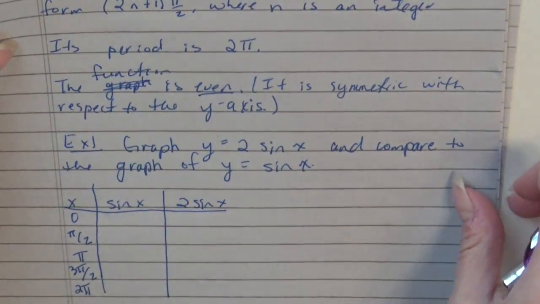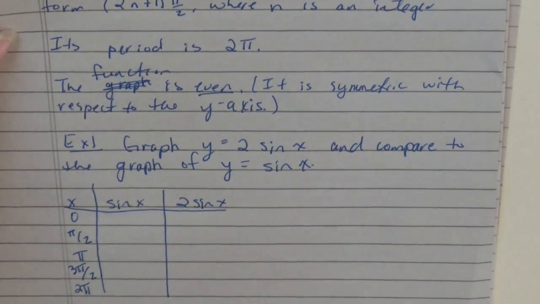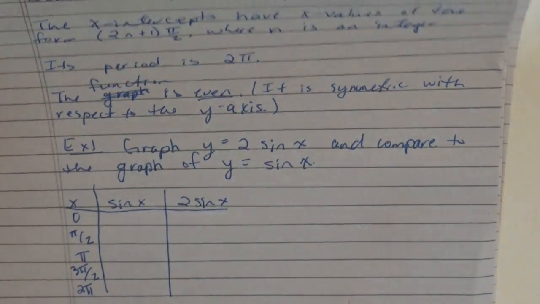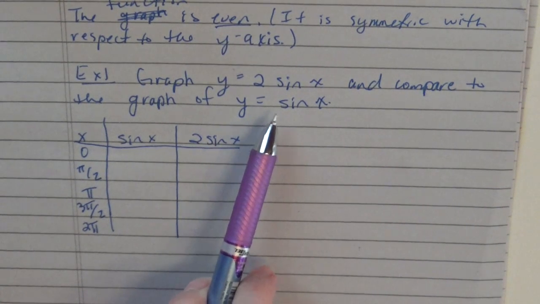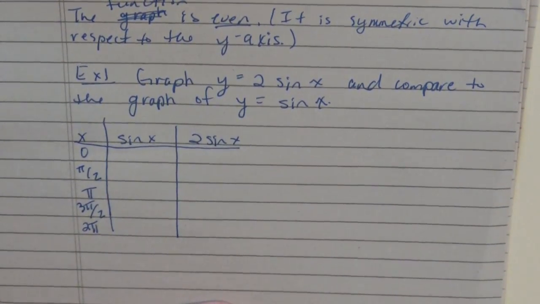Okay, and because it's got symmetry with respect to the y-axis, that makes it an even function. And even and odd functions are going to be important a little bit later for what we're doing. So let's look at an example. In example 1, we're asked to graph y equals 2 times sine x and compare the graph to y equals the sine of x, which we just did.